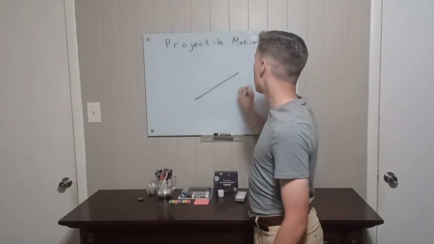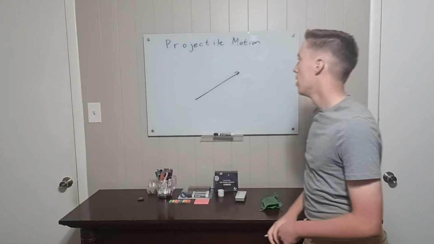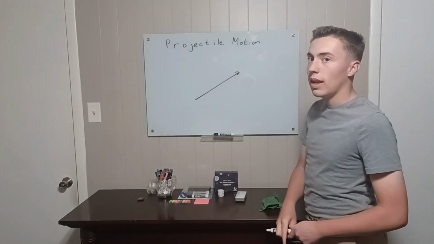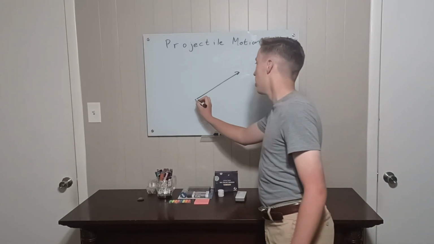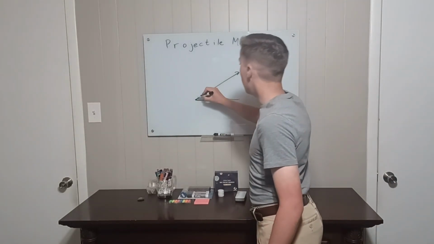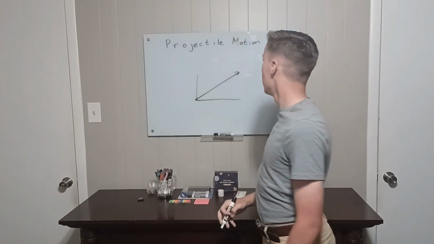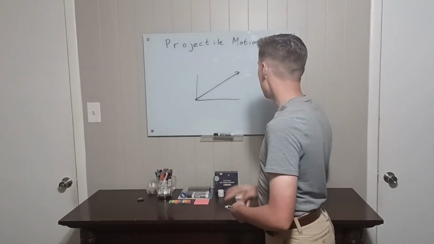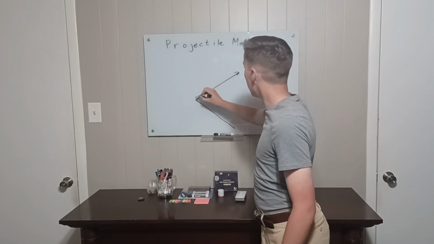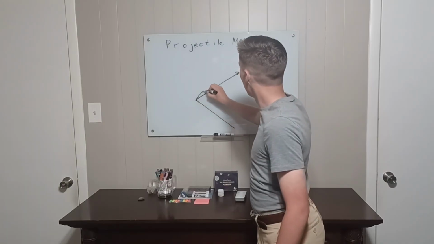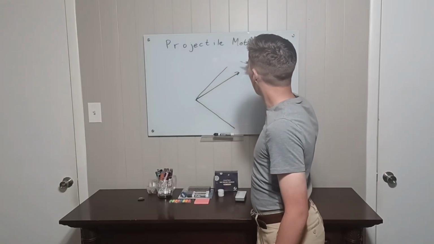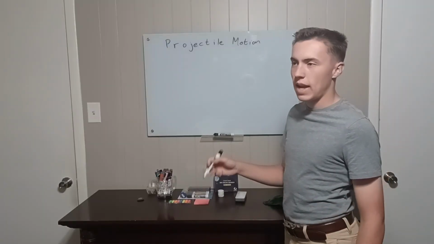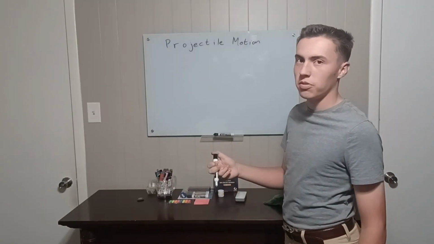Say I have an object moving in this direction. This can be broken up in any number of ways. You don't just have to look at how far it moves this way and how far it moves this way. You could also look at how far it moves this way and this way. This is the exact same principle as polarization of light.